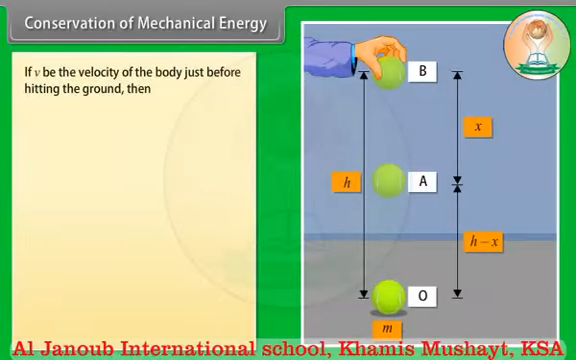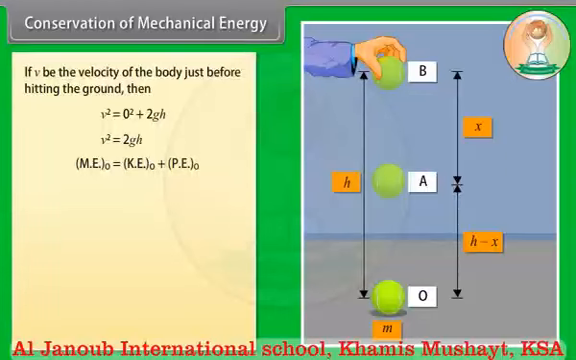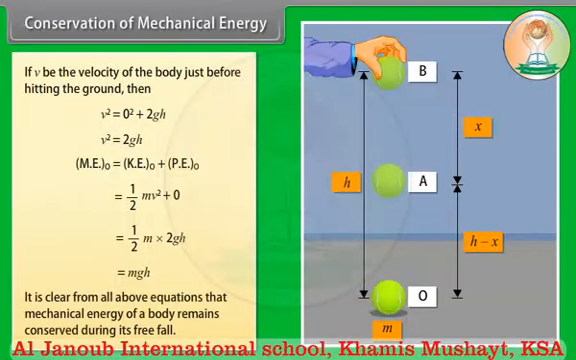If v is the velocity of the body just before hitting the ground, then v square is equal to 2gh. Here, the mechanical energy of the body at O is equal to the kinetic energy of the body at O plus the potential energy of the body at O. By calculating it, we get the mechanical energy of the body at O is mgh. It is clear from all the above equations that the mechanical energy of a body remains conserved during its free fall.